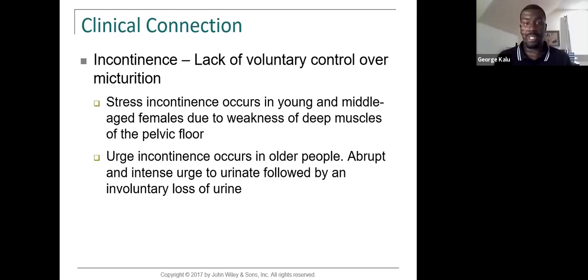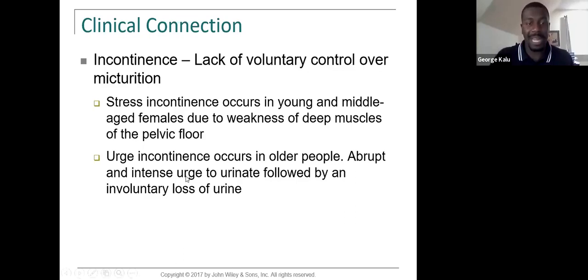Stress incontinence typically happens with young or middle-aged women who have less control over their bladders just because they've had a baby. Because they had a baby, some of the muscles around their abdomen and pelvic floor are not as strong. So sometimes they pee a little bit, whether they sneeze or laugh a little too much. That pressure causes them to release a little bit of urine.